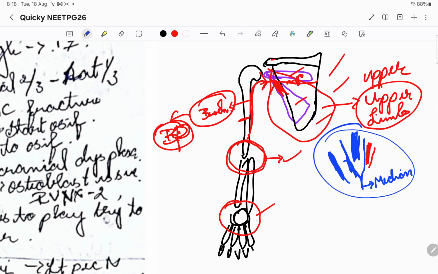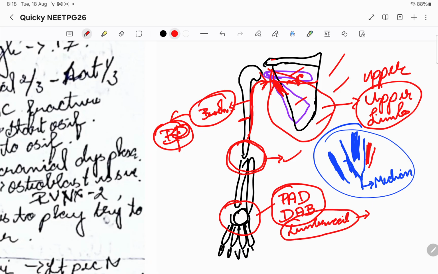Then moving down, we discussed about hand muscles, that is PAD, DAB, then lumbricals. PAD and DAB is the adduction and abduction of the fingers, whereas lumbricals gave the metacarpophalangeal flexion. Okay, so that's it.